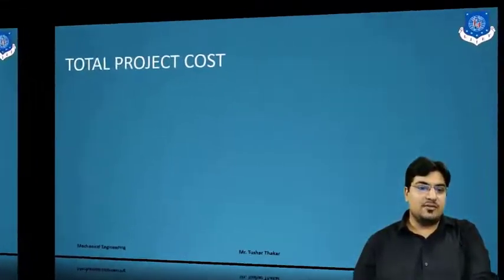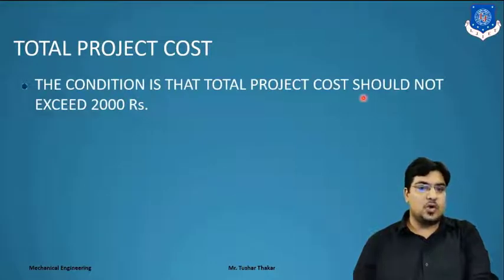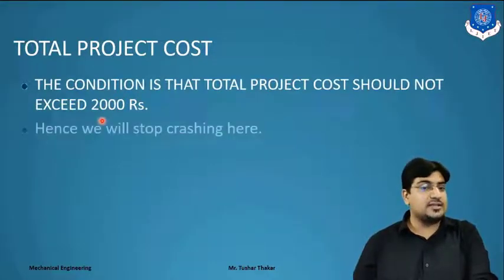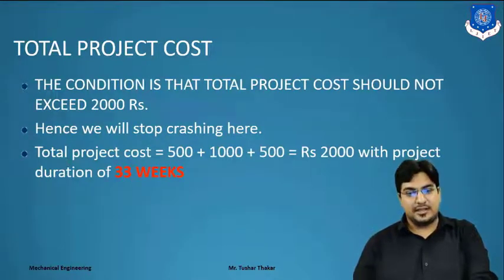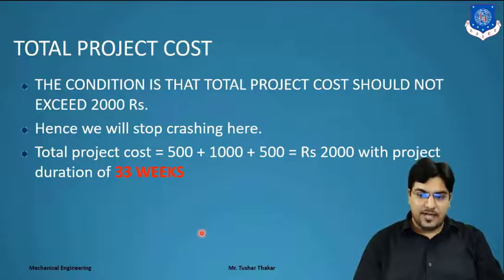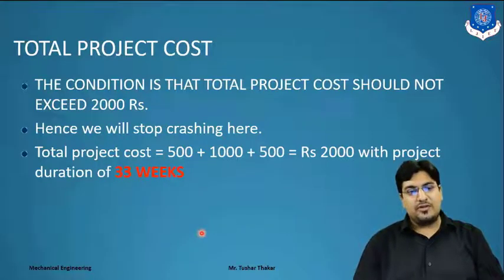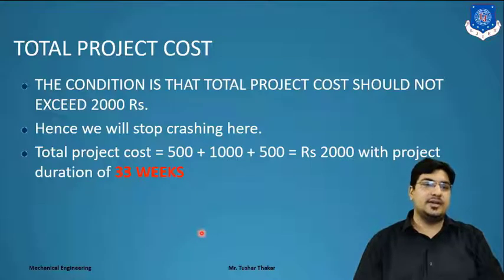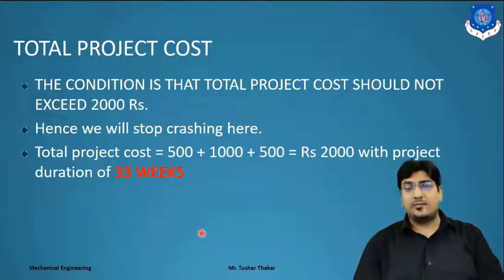Clear? So the same we mention here: the condition is that the total project cost should not exceed 2000 rupees. As we reach 2000 rupees, we stop the crashing here. Now the total project cost is 2000 rupees with a project duration of 33 weeks. Clear? So it is all about project management, in which we learned all the things we have to consider while maintaining, controlling and monitoring a project. So now we have completed all the syllabus of operation research, and we have completed this chapter also today.